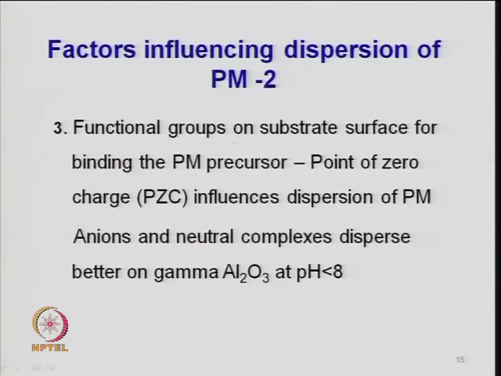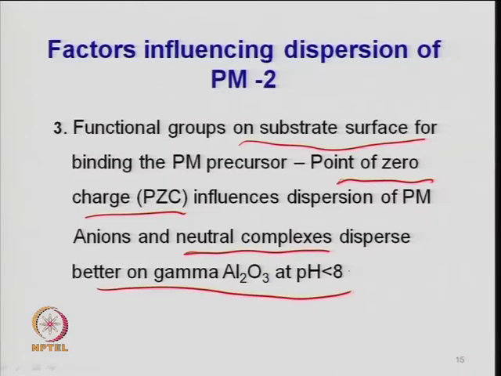So, that is the functional group on the substrate surface for binding a precious metal or platinum group metal precursor, that will depend on the point of zero charge. So, this is important, that first you study what is the PZC of that material. The point of zero charge influences the dispersion of platinum metal anions, right, and neutral complexes disperse better on gamma alumina at pH less than 8. This is just an example of how this PZC is important, right, which will decide the concentration of the cations or anions on the surface of the catalyst.